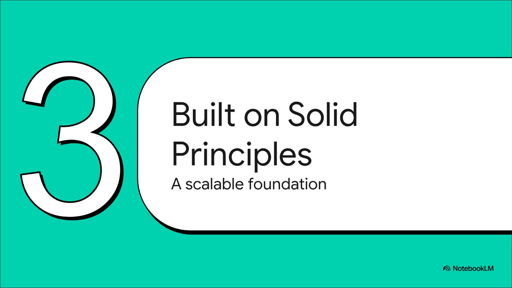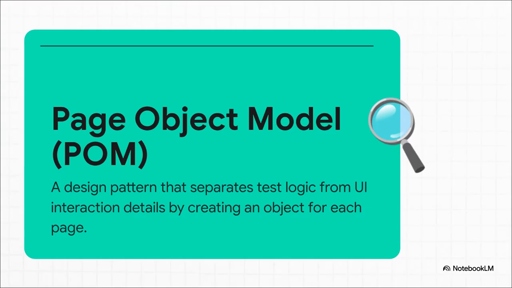Okay, so how does it actually pull all of that off? Well, it all starts with a rock-solid foundation that's built on proven software design principles. The secret sauce, really, is the page object model, or POM for short. And the idea is actually pretty simple, but it's incredibly powerful. We create this clean separation between the logic of our tests, what we're trying to do, and the messy details of how we actually interact with the page, like clicking buttons and finding CSS selectors.